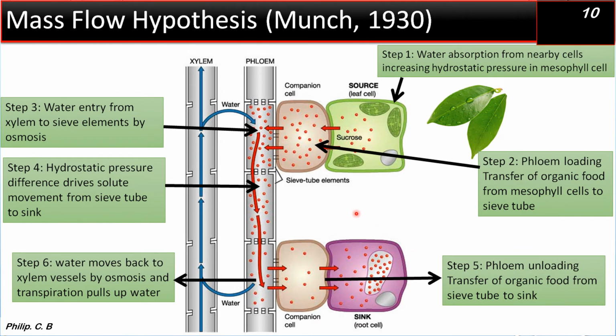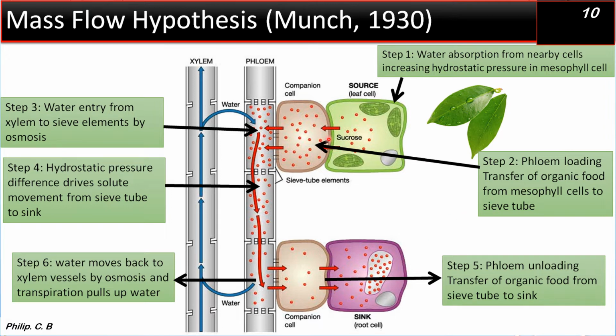Further, I added another image, the mass flow hypothesis by Munch, which was put forward in 1930, again to understand this concept, that is loading, unloading, etc. So step 1, water absorption from nearby cells increasing hydrostatic pressure in mesophyll cells. This is the region where the food is prepared, as we know, by photosynthesis in the chloroplast. From here it is taken to the companion cell, from the companion cells into the sieve tubes, the vessels through which it is passed forward, then into the companion cell adjacent to the sink or the root region, and then into the sink where the root cell is, or where the food has to be reached, right?